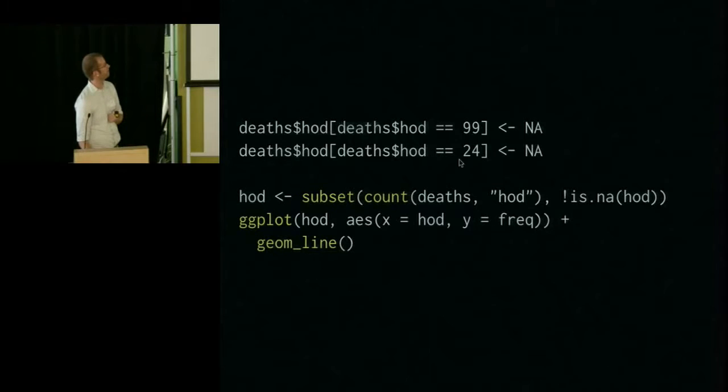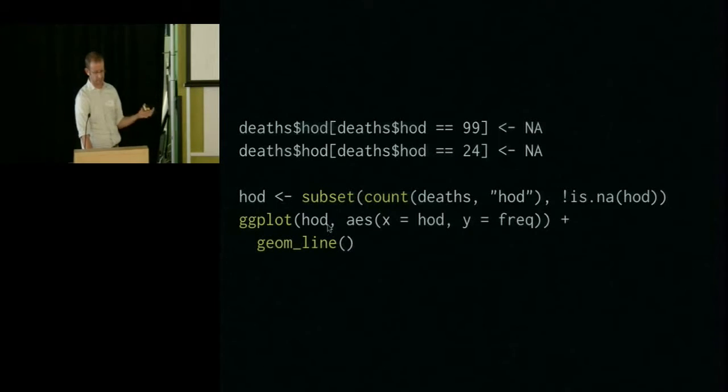The other thing I'm going to do is this: there's only 1 minute at 2400 hours, that's 2400. So for the purpose of this, I'm just throwing that hour out. It's a little bit lazy, but it's quick and dirty. Then I'm going to do the same thing again. I'm going to count up the deaths, this time by hour of day. Then I'm going to subset it to remove all the missings. I'm not interested in those. And then again, I'm going to plot it in a very similar way.